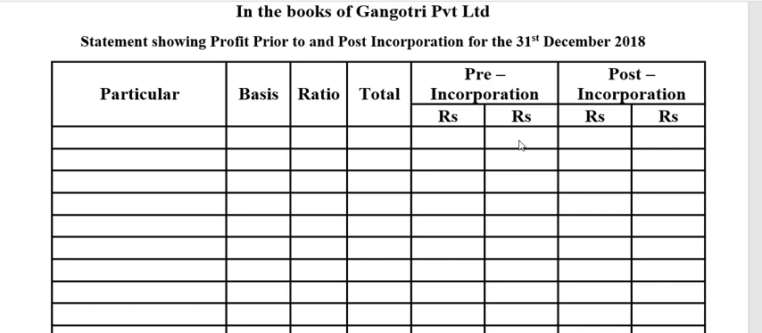Under pre-incorporation there are 2 columns, rupees debit and rupees credit. So the left hand side is the debit side and the right hand side is the credit side. The same applies for post incorporation: this side is debit and the other side is credit. For pre-incorporation, this is the debit side and this is the credit side. For post incorporation, this is the debit side, and this is the credit side.